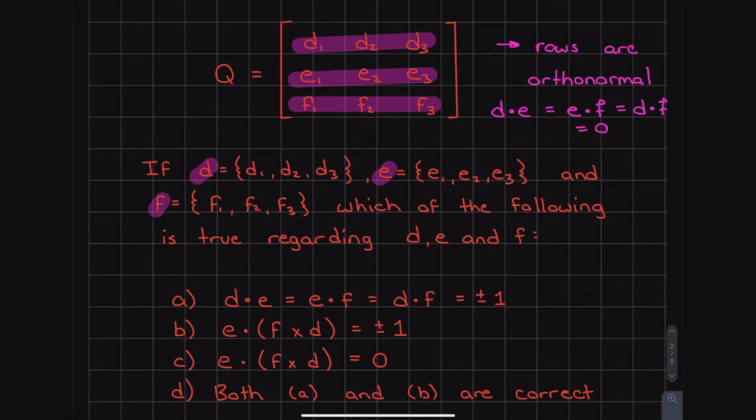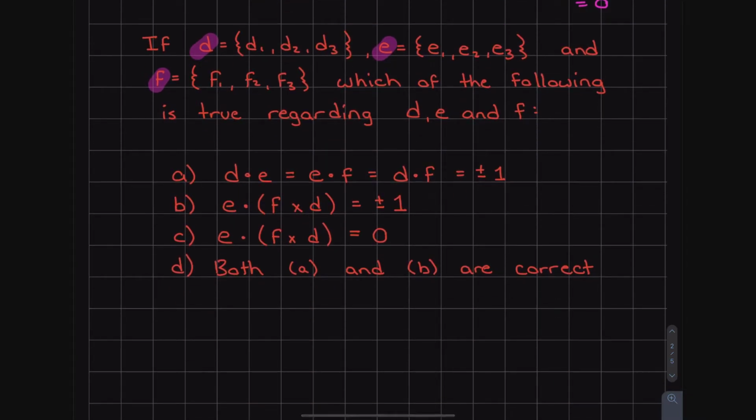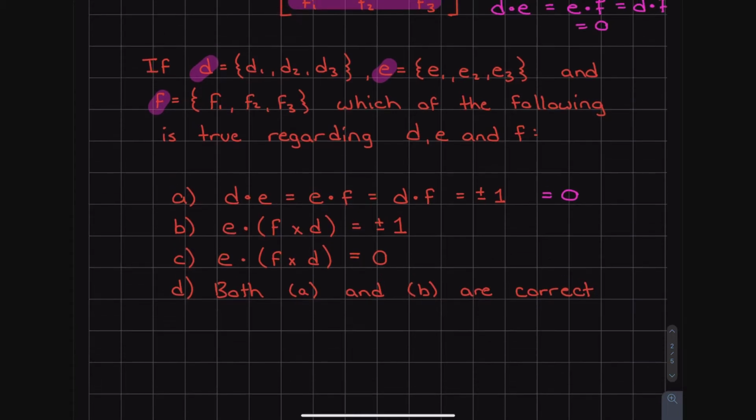And we know that that's not true already, because we just talked about above that since the row vectors are orthogonal to each other, the dot product should be 0. So this should be equal to 0, not plus or minus 1. So we know that statement A is actually false.